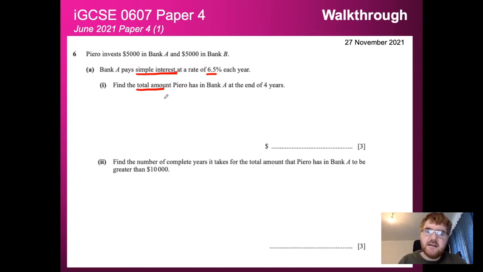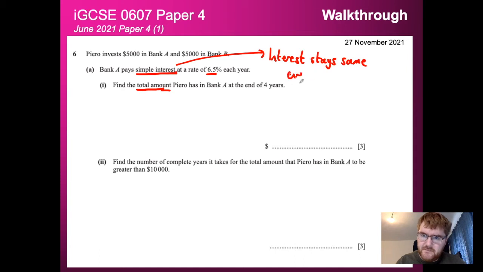So the key things to take into account here is we want the total amount at the end, and we're doing simple interest. So simple interest means the interest doesn't change from year to year, so the interest stays the same every year. So something to take into account. So the way we calculate this is we can do this in one simple calculation.